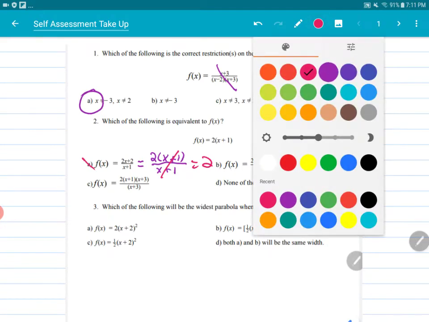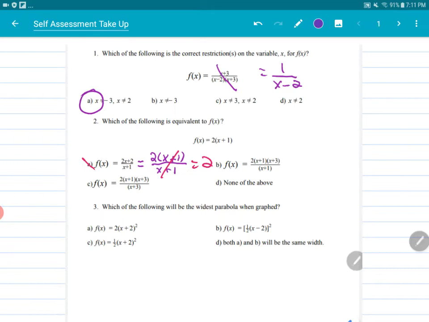Okay, in B, we have 2 bracket x plus 1, x plus 3 over x plus 1. Our x plus 1's cancel out, leaving us with 2x plus 3, which does not match f of x, so nope. For C, we can see that the x plus 3's cancel out, which means that we're left over with 2x plus 1, which matches exactly f of x, so our answer is C. You maybe noticed that right away, or you maybe went through all the options like me. Does it matter?